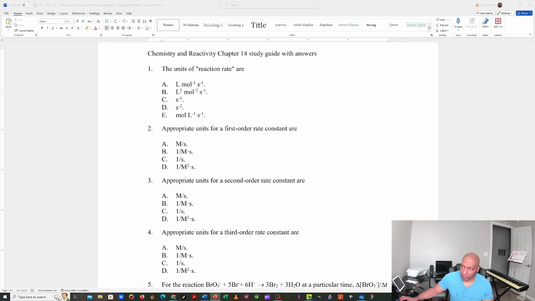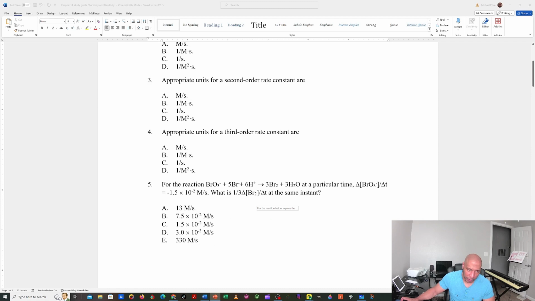Okay. All right. So number 3 is the appropriate units for a second order rate constant. Again, we know 2 minus 1 is 1, so it's going to be M to the minus 1, s to the minus 1. We know M to the minus 1 is liters per mole. In this case, the units they gave us are M, so M to the minus 1 is going to be reciprocal: M in the denominator and s in the denominator, since they're both to the negative 1 power. So the answer there is going to be B.